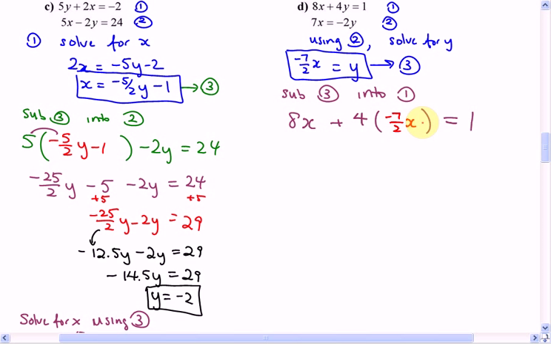Okay, now notice here we're going to get some nasty fractions. I see 8x. Oh, those are not too bad, I guess. 4 times 7 is 28. 28 divided by 2 is 14, is it? Yeah, so that's negative 14x equals 1. Negative 6x equals 1. Not too bad.